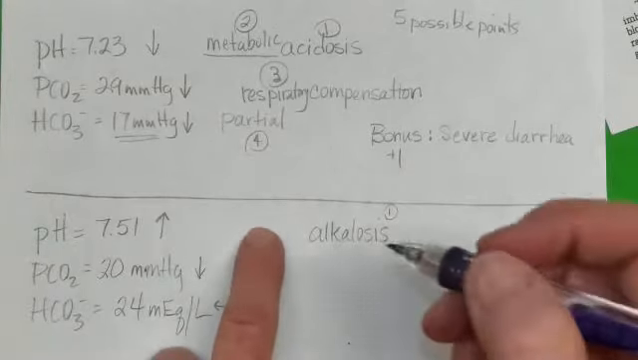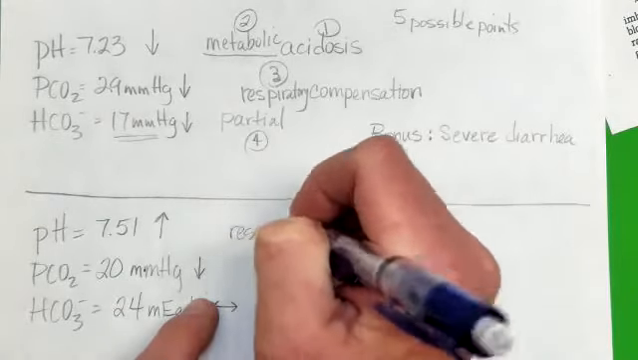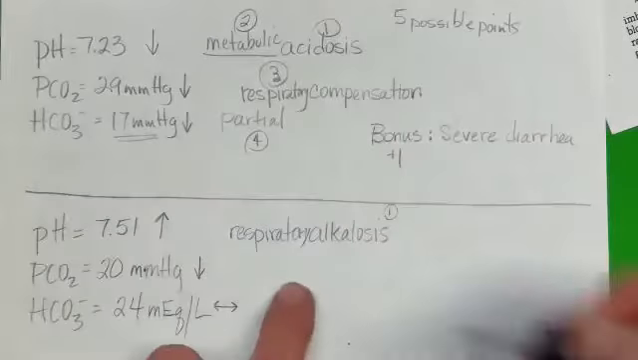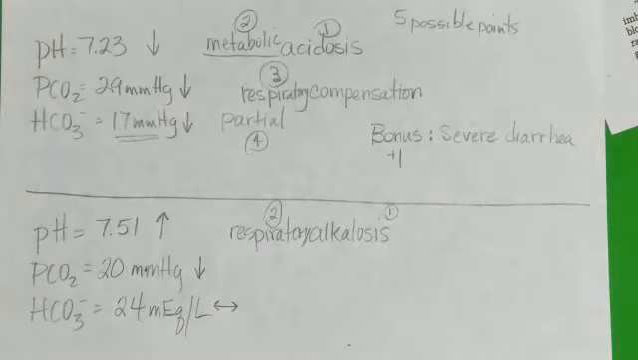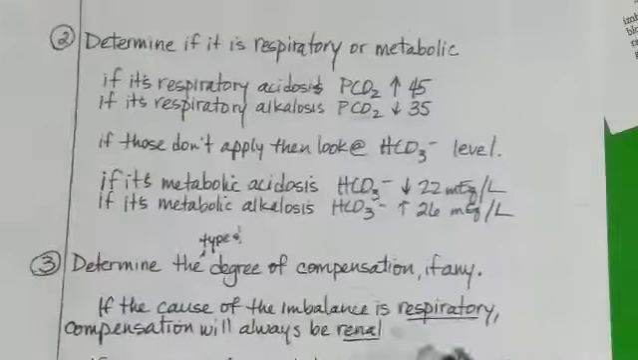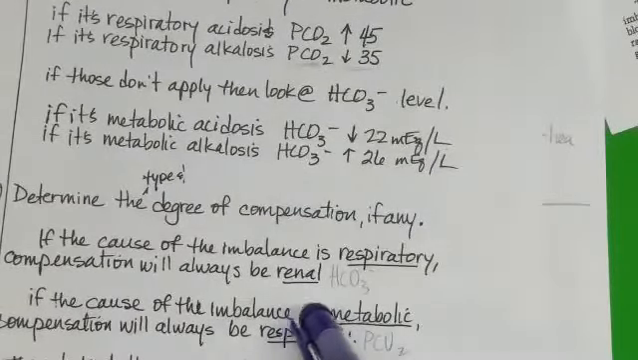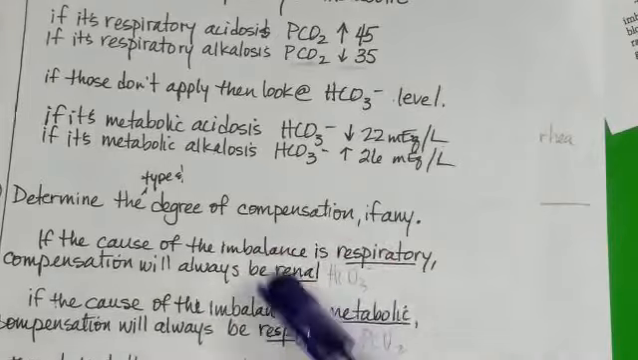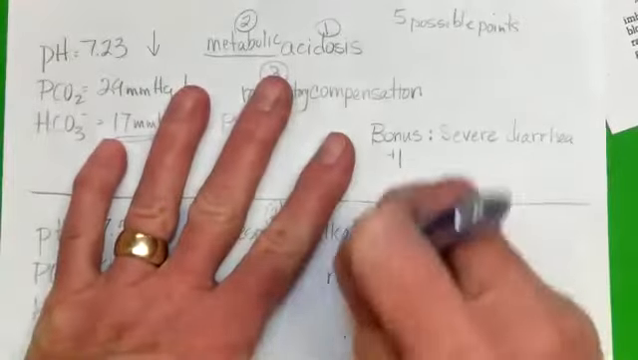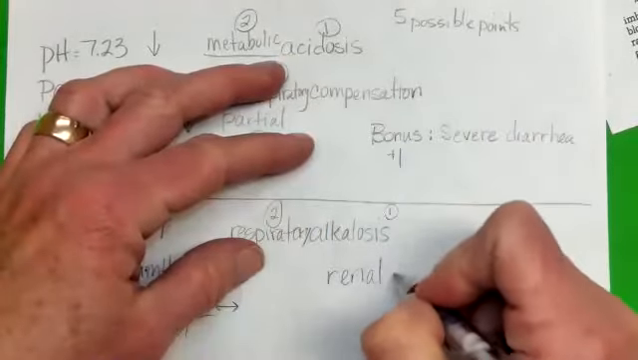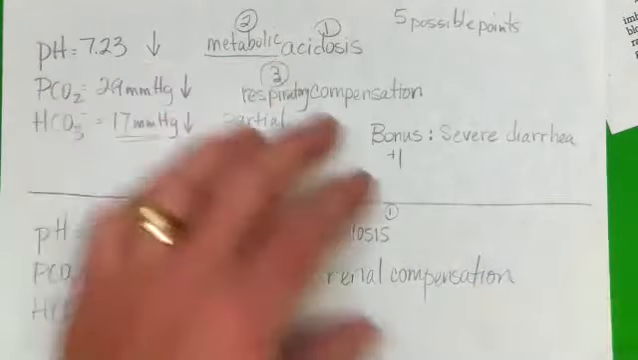What do I put right here? Respiratory. Perfect. Oh, I always write too close. Okay, so there's point 2. So I have respiratory alkalosis. Now, we just said if the imbalance is respiratory, the compensation will always be what? Right there, renal. Okay, so I'm going to put right here, renal compensation.